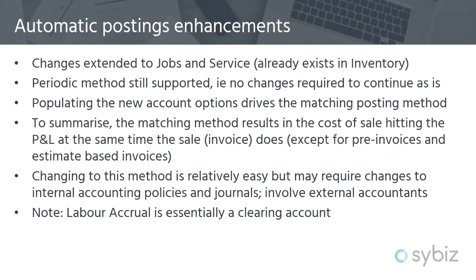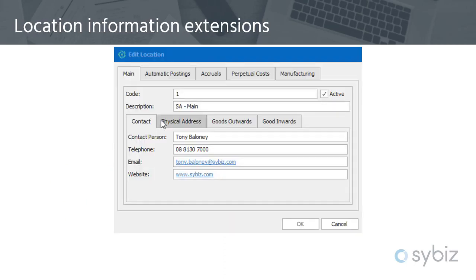And just a word of advice as well, there is a change in nature of accounts if you are using this particular method, where the labour accrual accounts will essentially become clearing accounts. So they will continue to accumulate until you manually journal out of them, just like any other clearing account. But that is a change in nature of those specific accounts, because there are now multiple labour accruals across the ledgers. So that is the automatic postings enhancements.